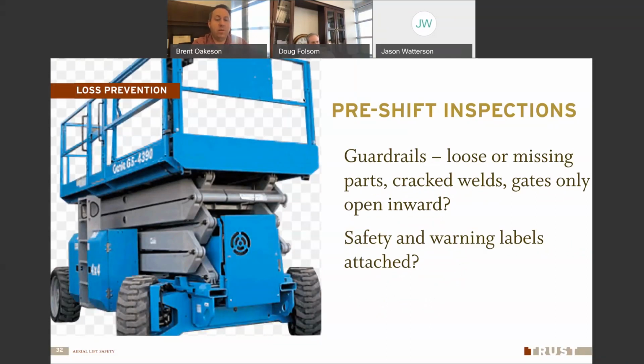Look at your safety and warning labels. They should be in place. I've heard of OSHA inspectors at times giving a citation because the labels had been worn off of the side of an aerial lift and they were not legible anymore. So if you get a lift, you go to rent one, you want to make sure those are all in good shape and that you can read the instructions and warning labels as well. So that's part of your pre-shift inspection, checking all those things out.